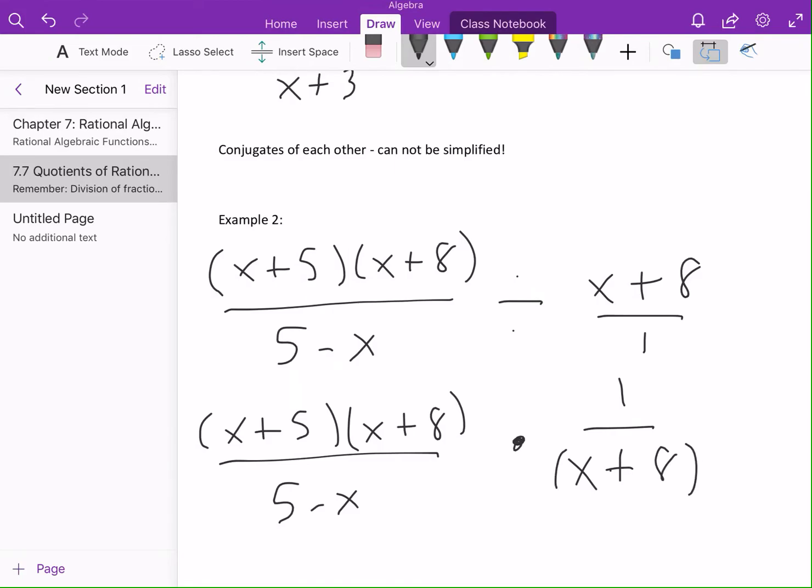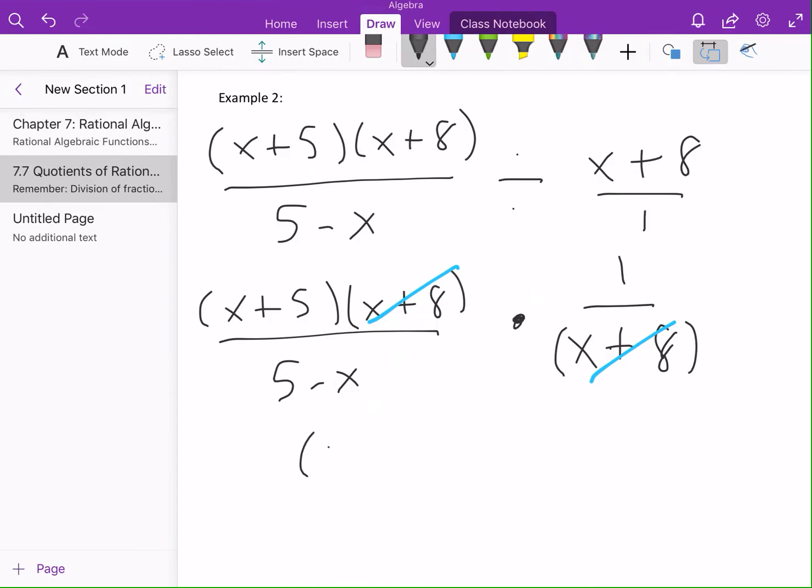I'm going to put this into parentheses because what you'll notice is that there is an x plus 8 on the left and on the right. These values cancel. That leaves me with x plus 5 all over 5 minus x. Looking at our rules above, these cannot be changed. They cannot be simplified any further, so this is our final solution.